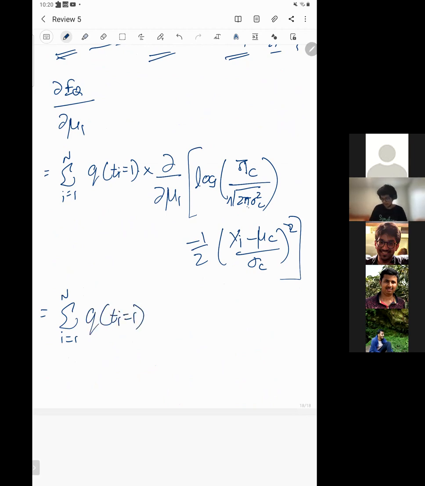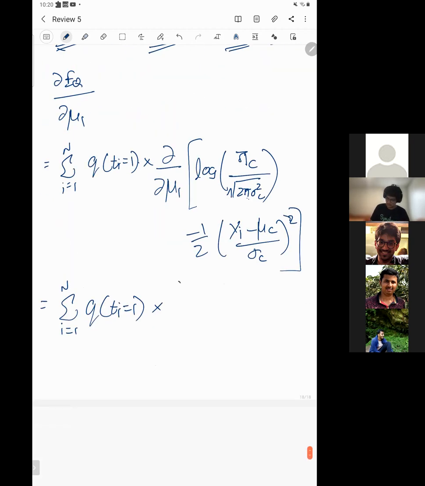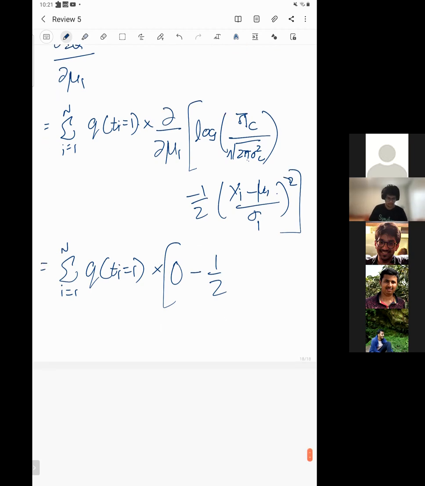The first term doesn't have any nu in it, so that goes to 0, and then this thing is 0 minus half, and differentiating this, so this should be, sorry, nu1, this should be sigma 1. Okay, and differentiating this with respect to nu1 would simply yield 2 times xi minus nu1 times sigma 1 times minus 1, because of this minus sign.